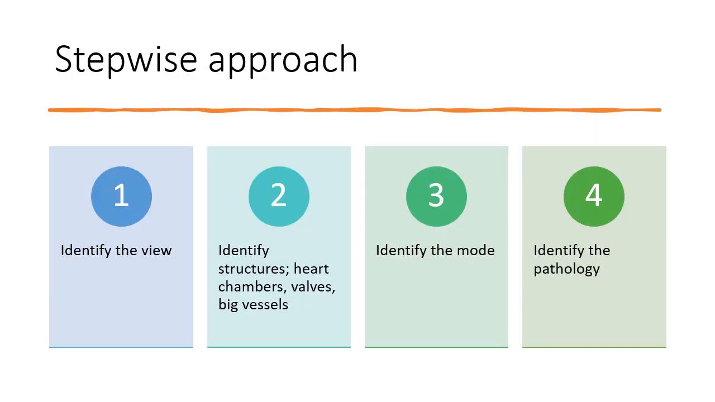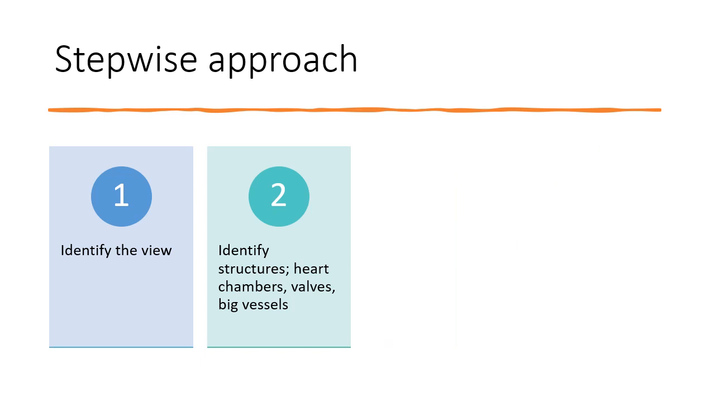Hello everyone. We are going today to discuss a stepwise approach to diagnose abnormalities with echocardiography. And to reach this, I suggest a stepwise approach. Number one is to identify the view. Number two is to identify structures like heart chambers, valves, and big vessels. Number three is to identify the mode, and then finally to identify the pathology. Let's start with the first two, identifying the view and the cardiac structures.